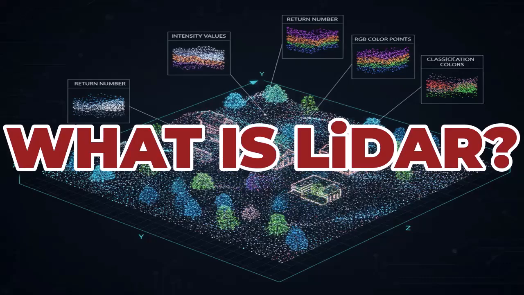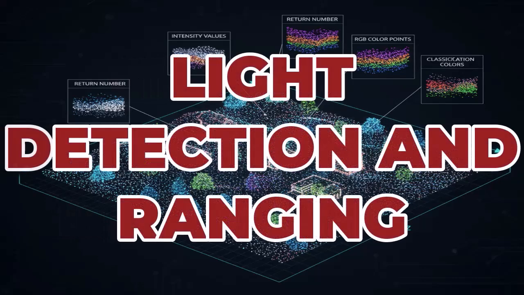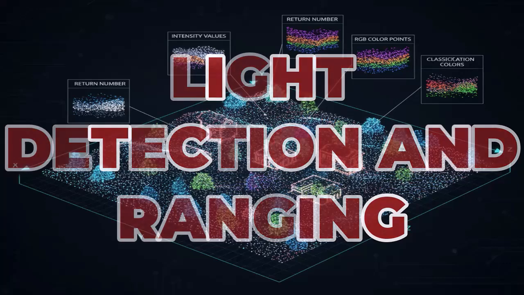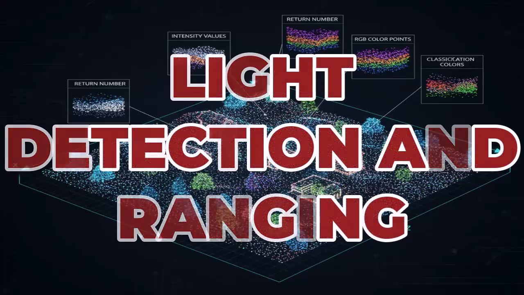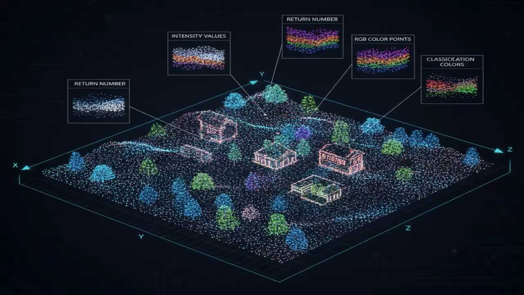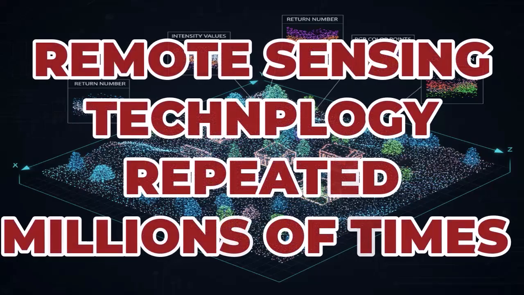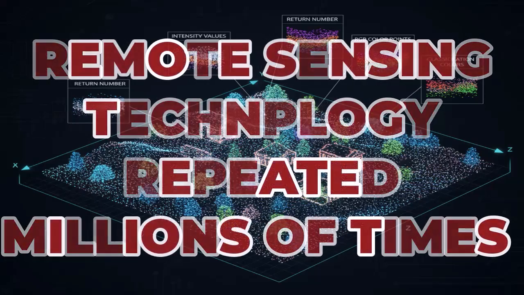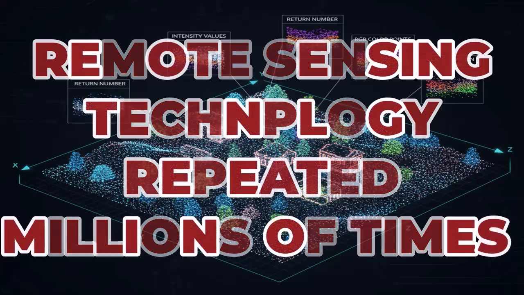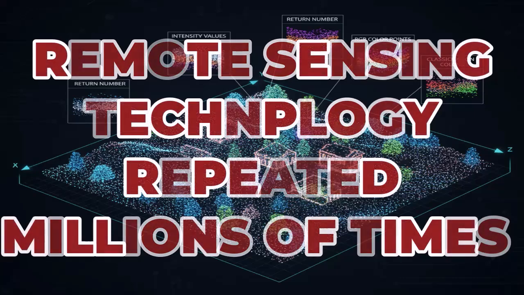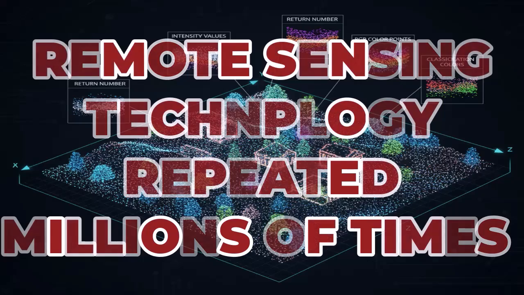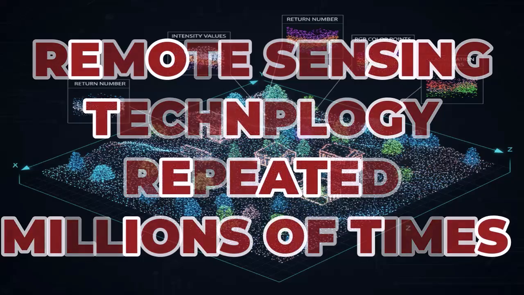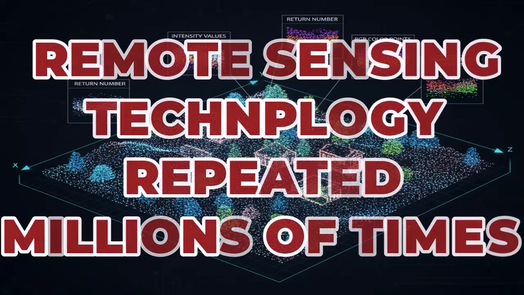What LiDAR is. LiDAR stands for light detection and ranging. It is an active remote sensing technology that emits laser pulses toward a surface. The sensor measures the return time of each pulse. This time of flight measurement is converted into distance. When repeated millions of times, LiDAR produces a highly accurate three-dimensional representation of the environment.